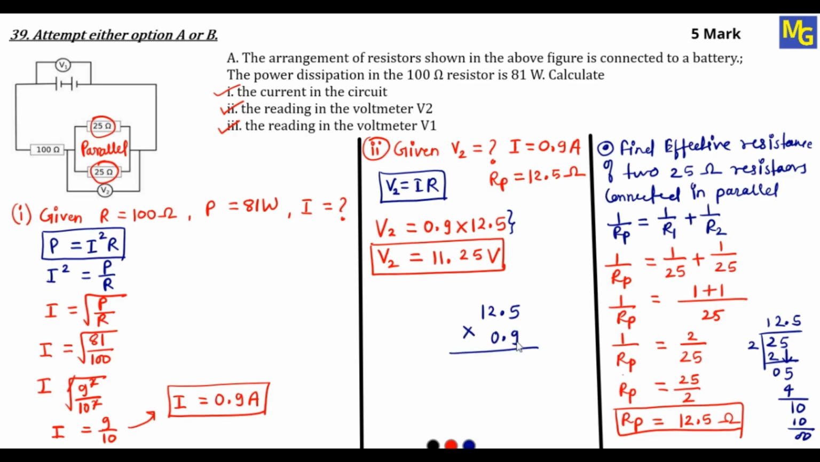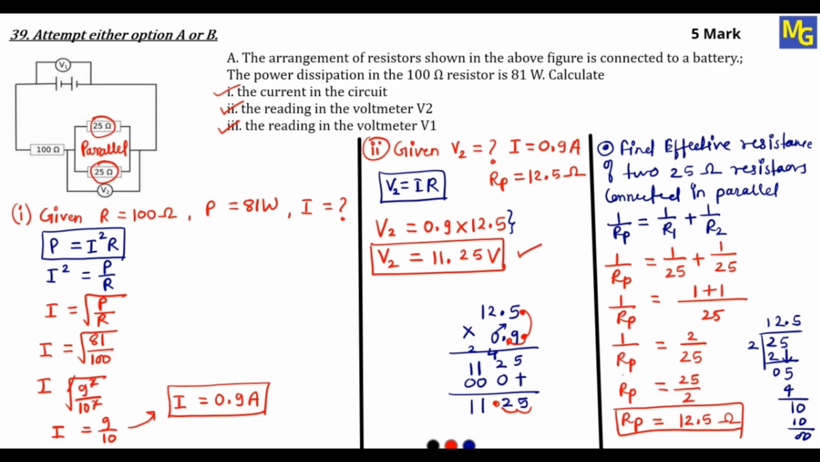9 5s are 45, so 4 here. 9 2s are 18, 18 plus 4, 19, 20, 21, 22. So I'll write 2. 9 1s are 9, 9 plus 2, 10, 11. So plus, if you multiply with 0, you will get 0 only, so write it as it is. So 5, 2, 1 and 1. Now to see where you have to put the decimal, you have to count the digits. This is 1, 2 and this is 3. So therefore the answer is 11.25 volt. I hope you understood the calculation.